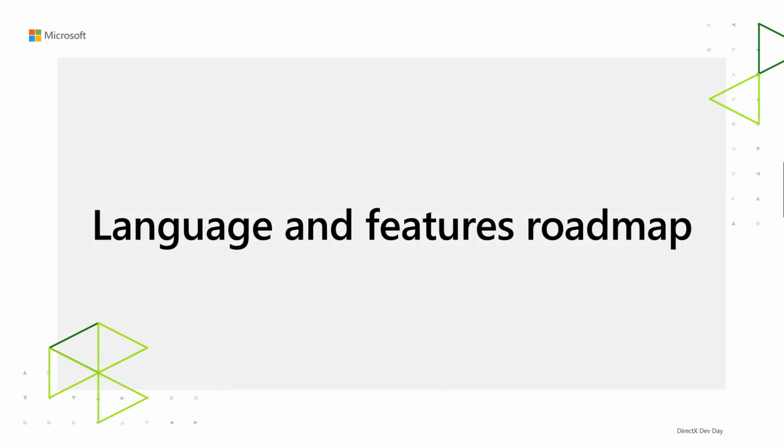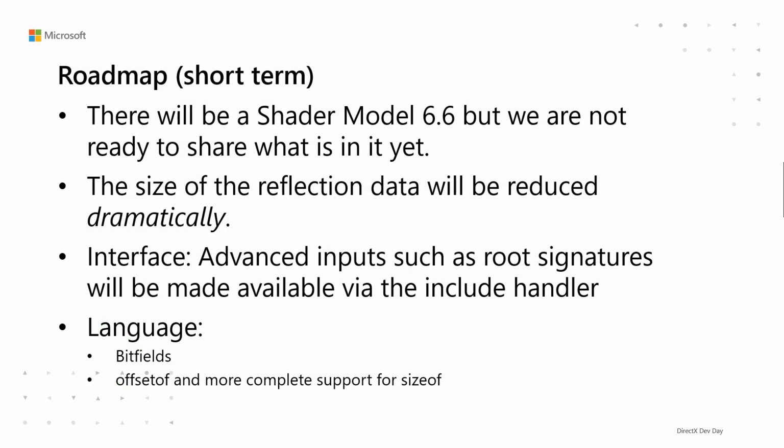Now I'd like to briefly talk about our languages and features roadmap. So on our roadmap for the short term is shader model 6.6. There will be a new shader model. Unfortunately today we are not ready to talk about the details of that just yet. I know everyone wants to know what the next new set of hardware features are, but we are still working with our hardware partners on defining what shader model 6.6 looks like. So stay tuned for that.